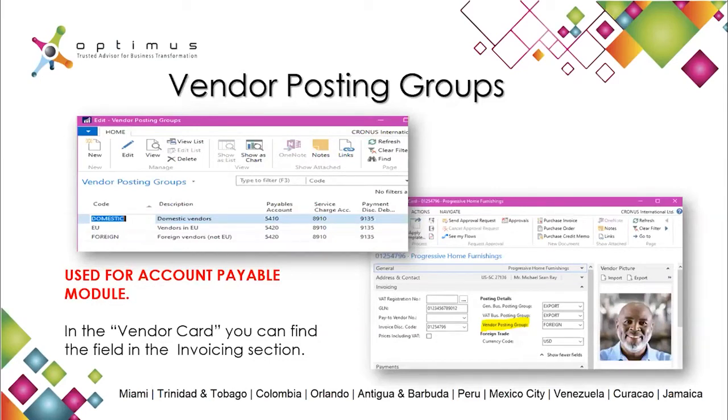Let's then take a look at the following. You need to access the vendor posting group to generate the accounts payable information. And with this, by the way, when we open Business Central, this is the actual topic.